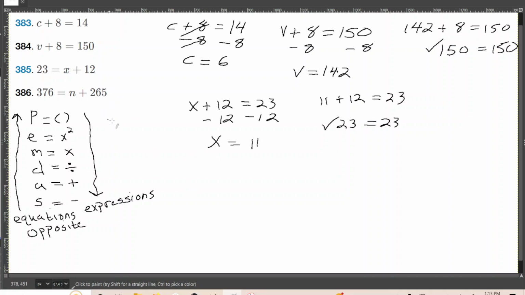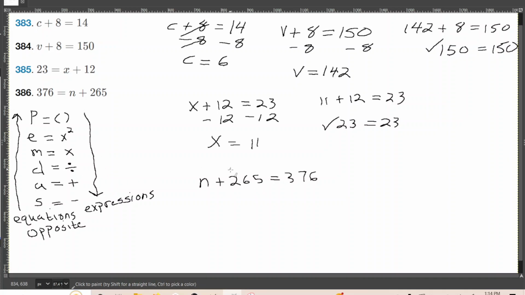And the last one, finally last but not least, right, is n plus 265 equals 376. So I agree, most of these, if there was a box, you guys could have figured it out. But this one, I don't know if you can necessarily figure it out. Maybe some of you, right? 111 it looks like, because 1 plus 5 is 6, 1 plus 6 is 7, 1 plus 2 is 3. But if you can't see it, it's fine, right?